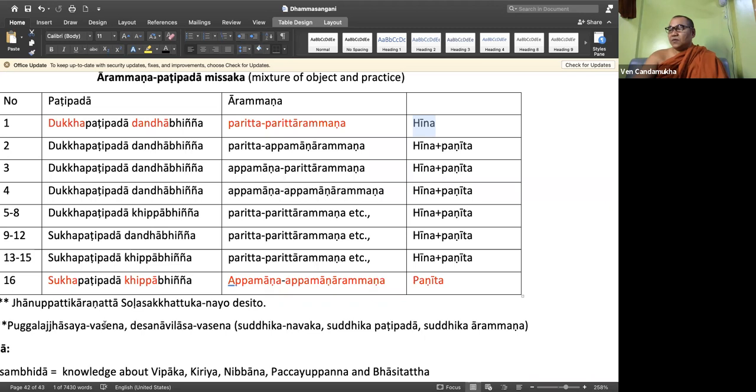So Iti Heta. At the end of that paragraph, you can see Iti Heta. Pogala Jasaya Vasena Desana Kata. So Heta means previously. Okay.